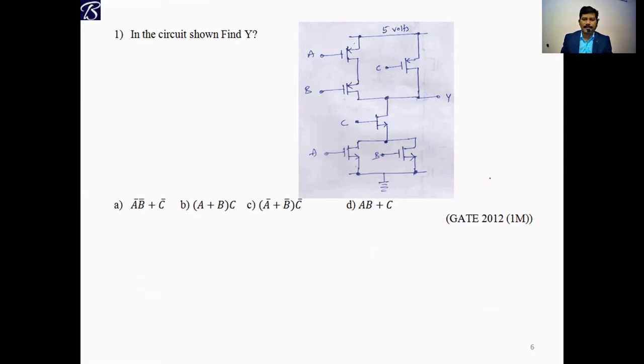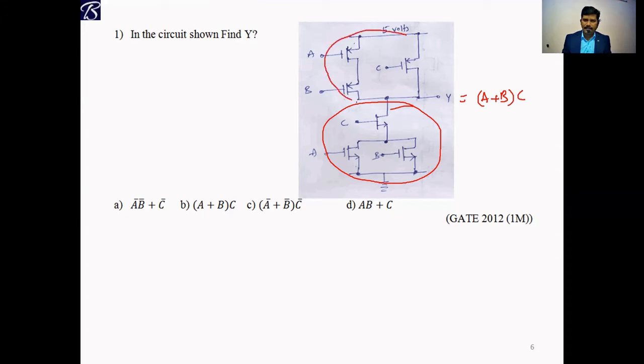Let us observe this problem. It was asked in GATE 2012 for 1 mark. Observe this NMOS region, what we have just now seen. This is A plus B, Y equal to A plus B, because this or this are in parallel, right? For this, C is in series. That's why that is AND operation into C. That is Y.